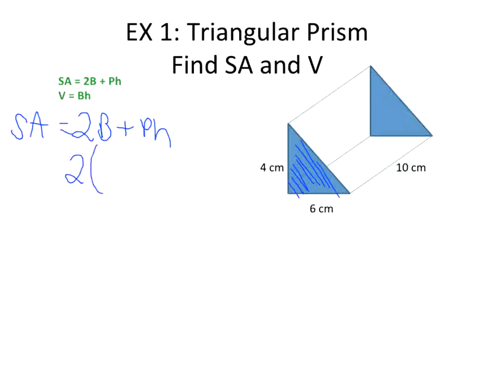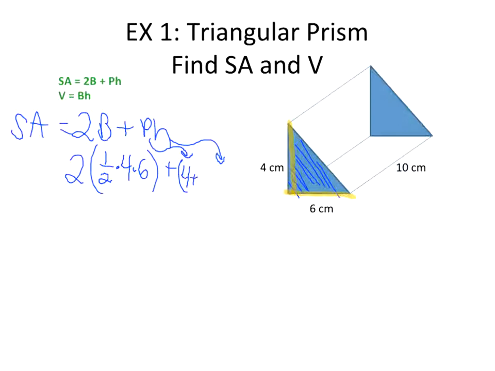Now, since it's a triangle, let's fill in my triangle formula. My triangle formula is 1/2 base times height. So in my triangle down there, that's going to be 1/2 times 4 times 6. Then I'm going to do the perimeter of my base. The perimeter of my base means to add all sides. Right now they're showing me one side is 4, one side is 6. So I know 2 of my numbers so far.